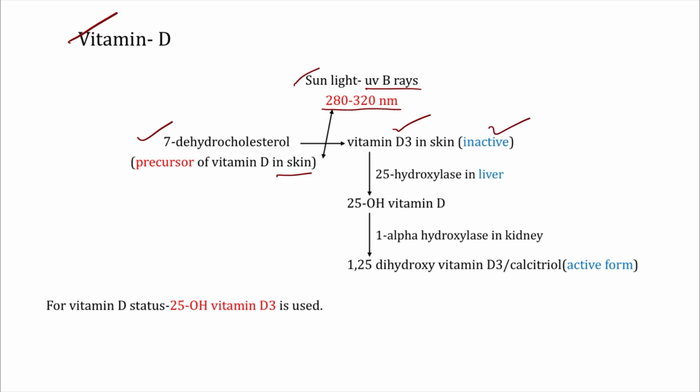Now sir, this vitamin D3 will move to our liver. Why, sir? Because in the liver we have an enzyme, 25-hydroxylase. Now this vitamin D3 will be converted into 25-hydroxy vitamin D.